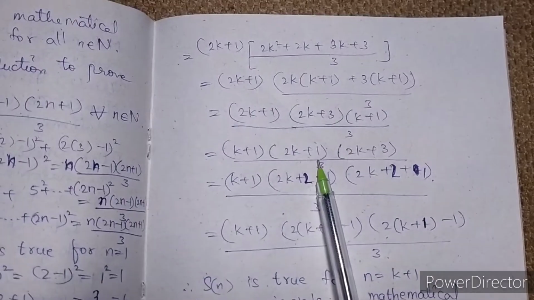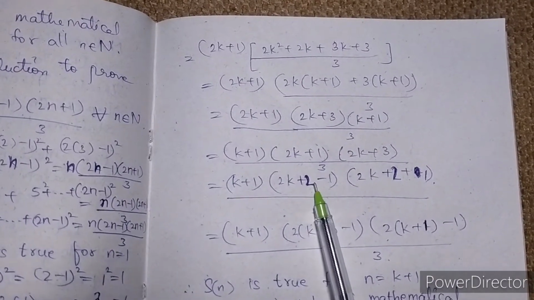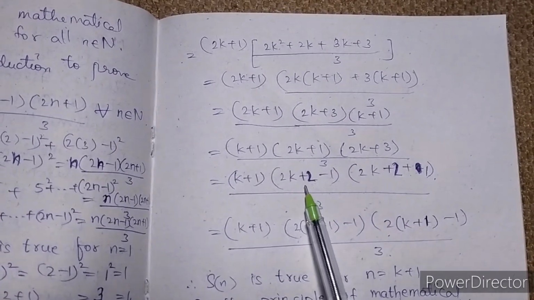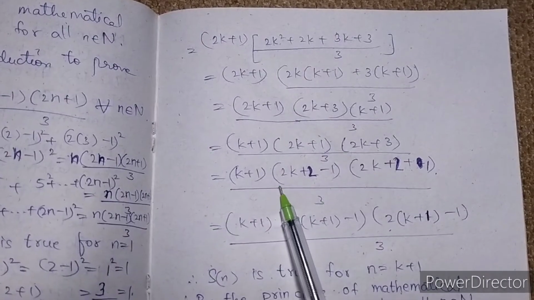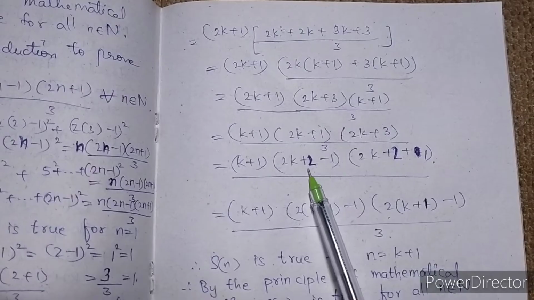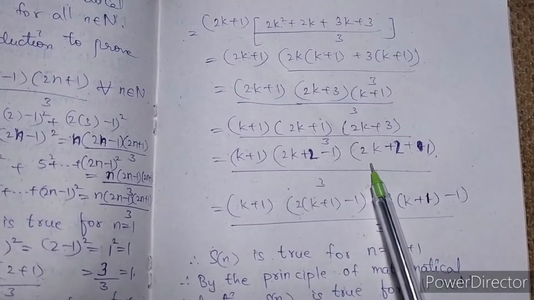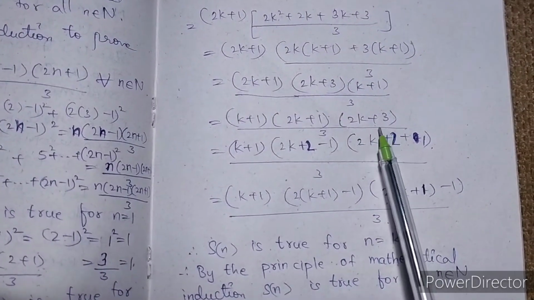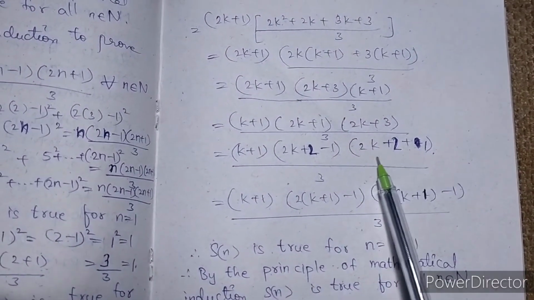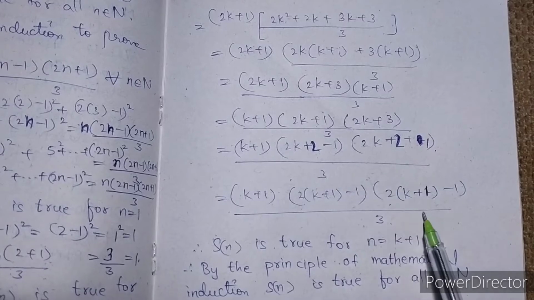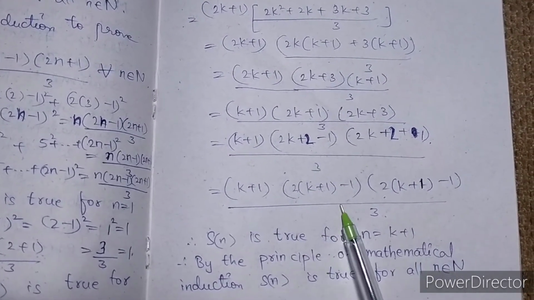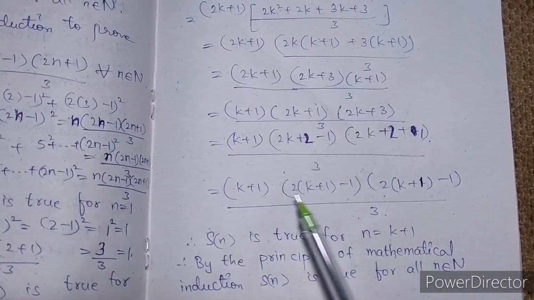Because plus 1 can be written as 2 minus 1, we are writing this in the format to get k plus 1. We want k plus 1 in this term, so for that sake we are making some manipulations. Next, 2k plus 3 can be written as 2k plus 2 plus 1. Now this can be written as 2 into (k plus 1) plus 1, and this can be written as [2 into (k plus 1) minus 1] into [2 into (k plus 1) plus 1] into (k plus 1) divided by 3.